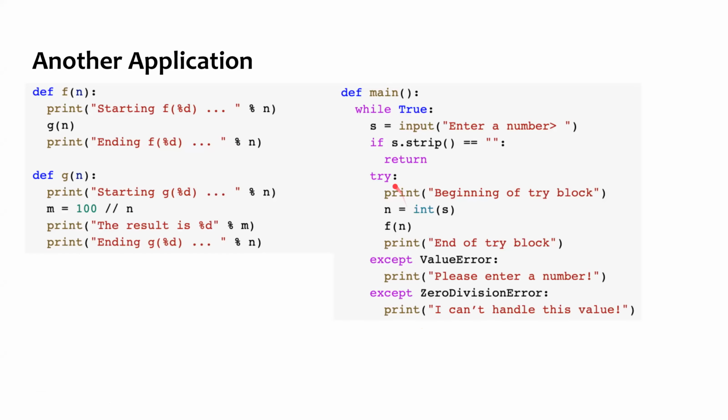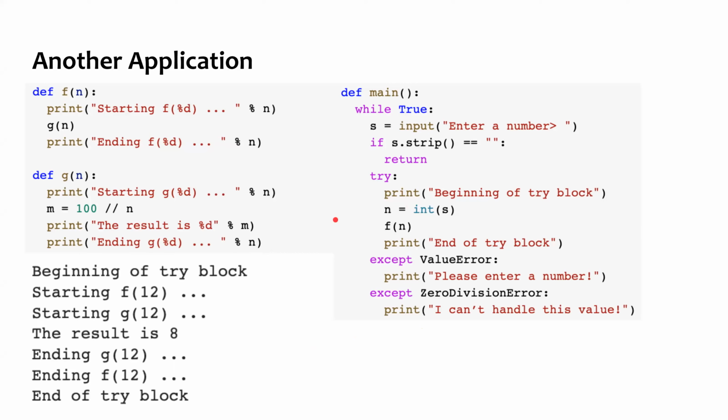And we saw this example before. When we run this, it first goes to this try block and prints beginning of try block, and then executes this operation and then goes into F. And F was executed, and the starting of F is printed here. And then it goes to G, and G starts here, and it prints out starting of G, and then calculates or operates its job and prints out the result of this operation here.